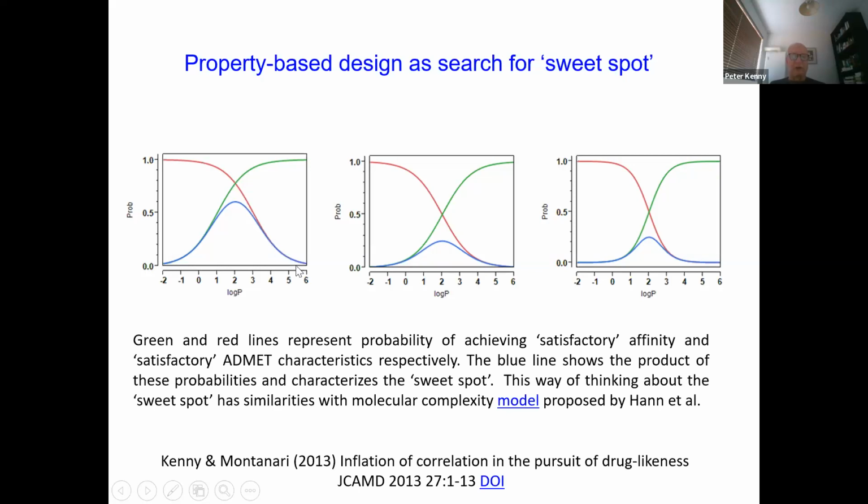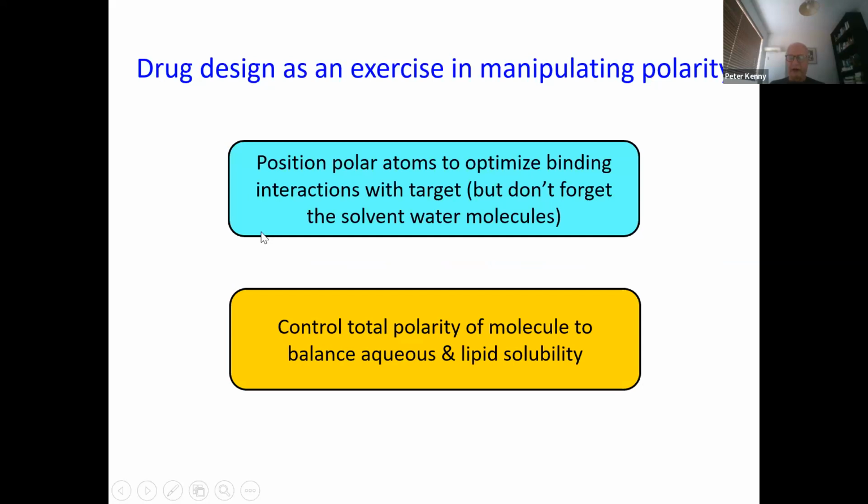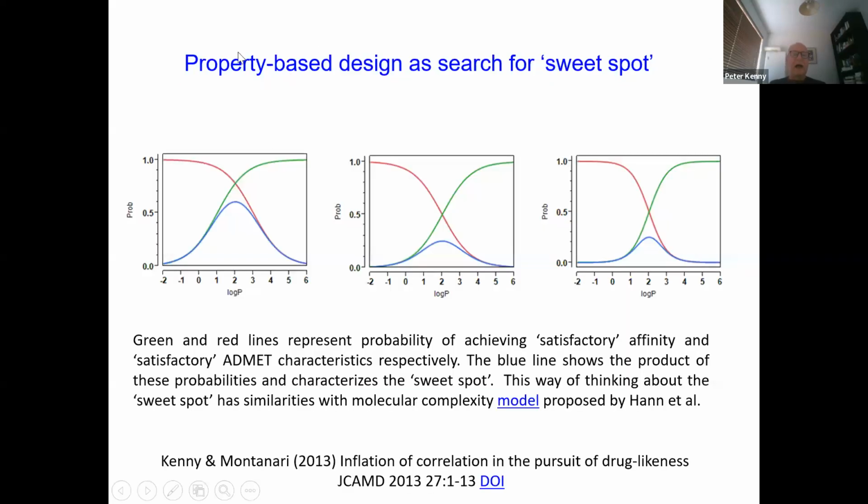getting acceptable physicochemical properties. Oh, sorry about that, I pressed too hard on the mouse. And then when you multiply these two probabilities, you get this sweet spot in the middle. So this looks approximately Gaussian. This gives you an idea of the probability of getting acceptable affinity and also getting acceptable exposure.